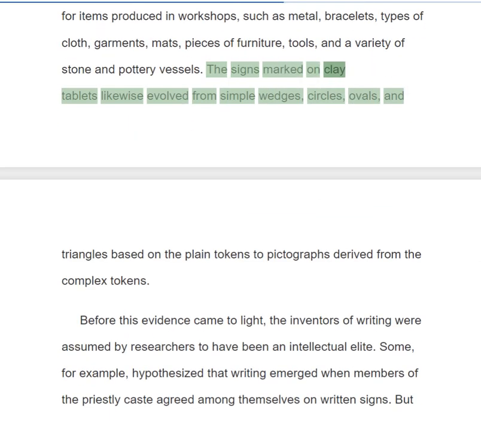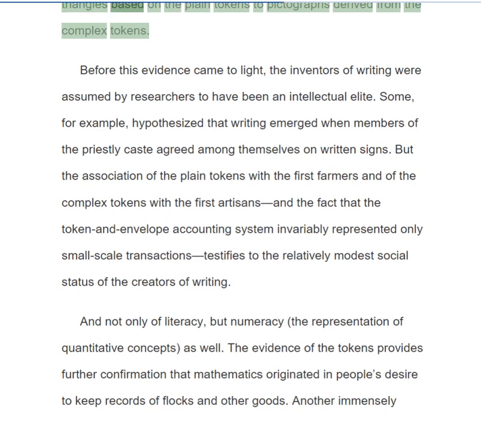The signs marked on clay tablets likewise evolved from simple wedges, circles, ovals, and triangles based on the plane tokens to pictographs derived from the complex tokens.